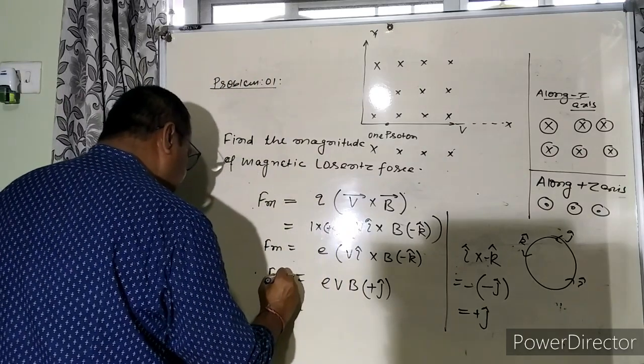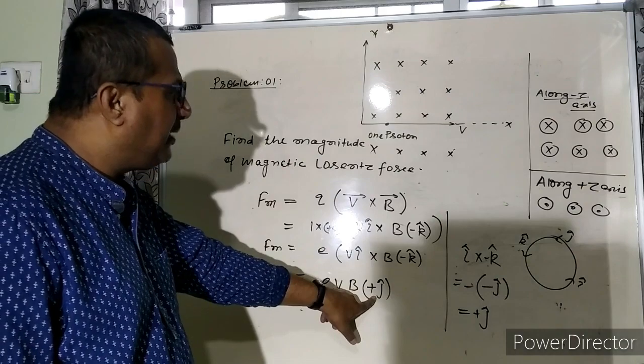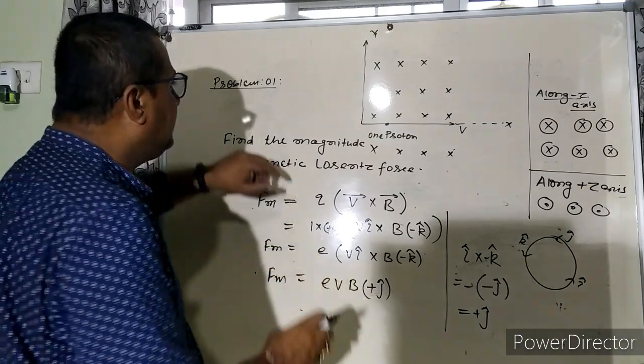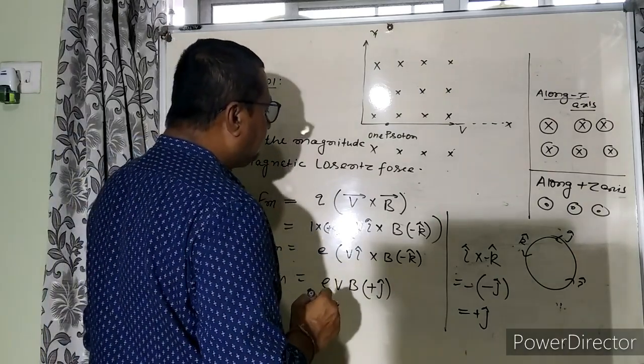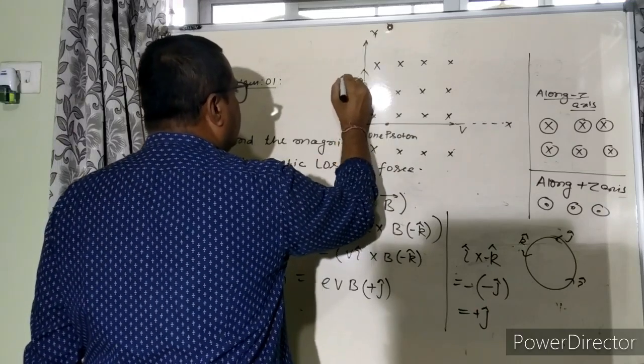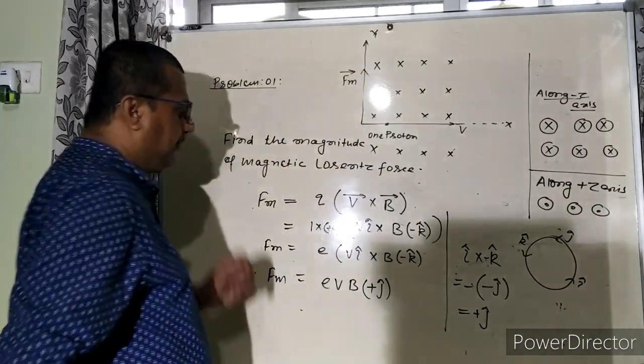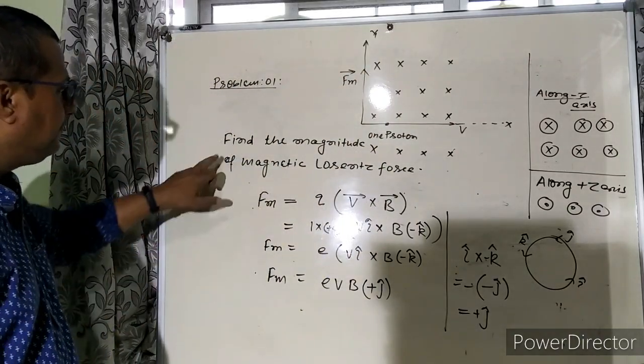So it is clear that here the magnetic force will be along plus j axis. Plus j means along this direction. This is the direction of the magnetic Lorentz force. I think it is clear once more.